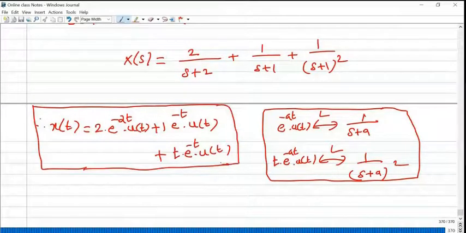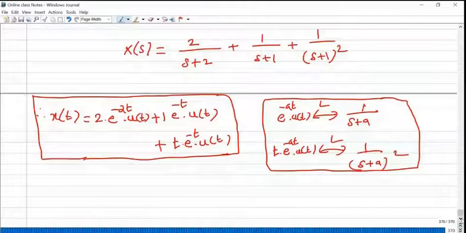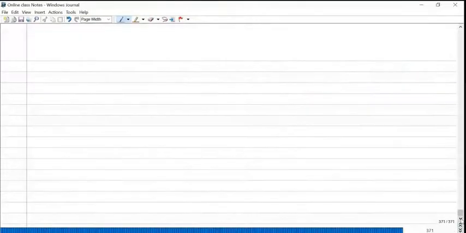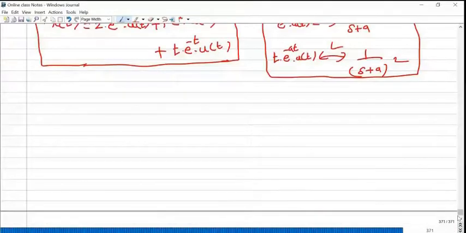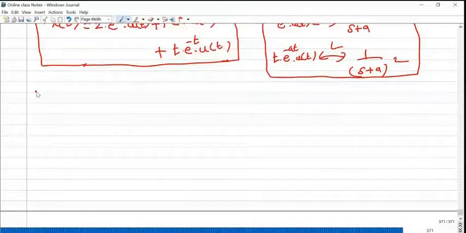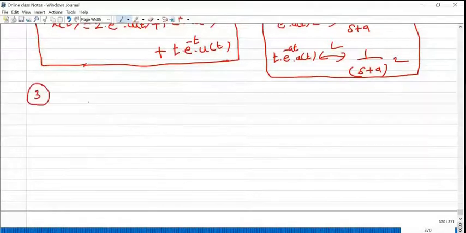Okay. So for any X(s) given, partial fraction is very important for inverse Laplace transform. So far we are not concentrating on the ROC condition, because in the example nothing is mentioned. In the next class, I'll tell you for the given ROC condition how to write the result.